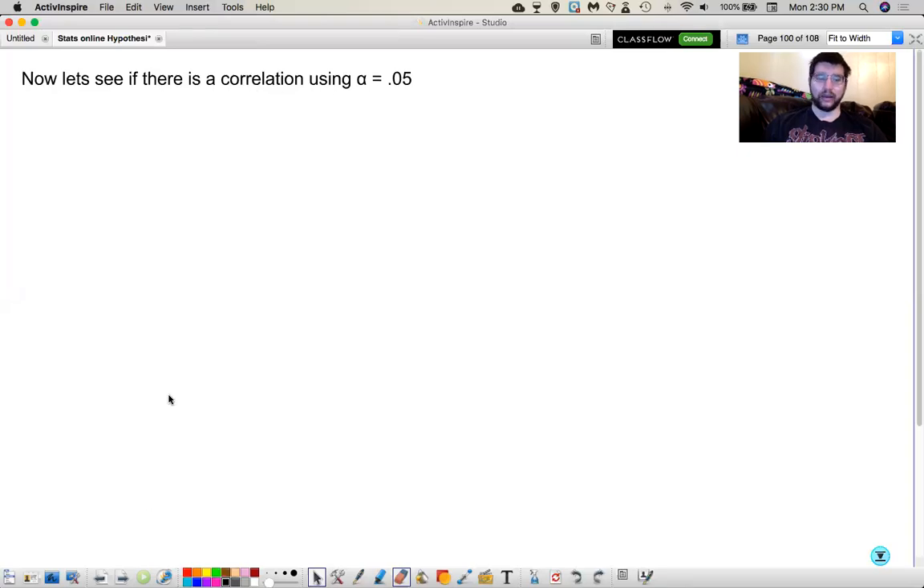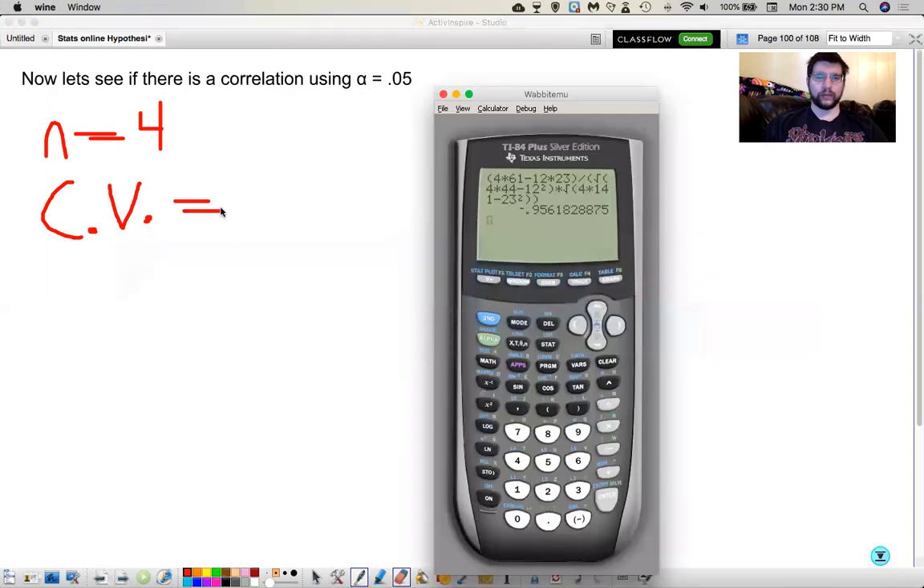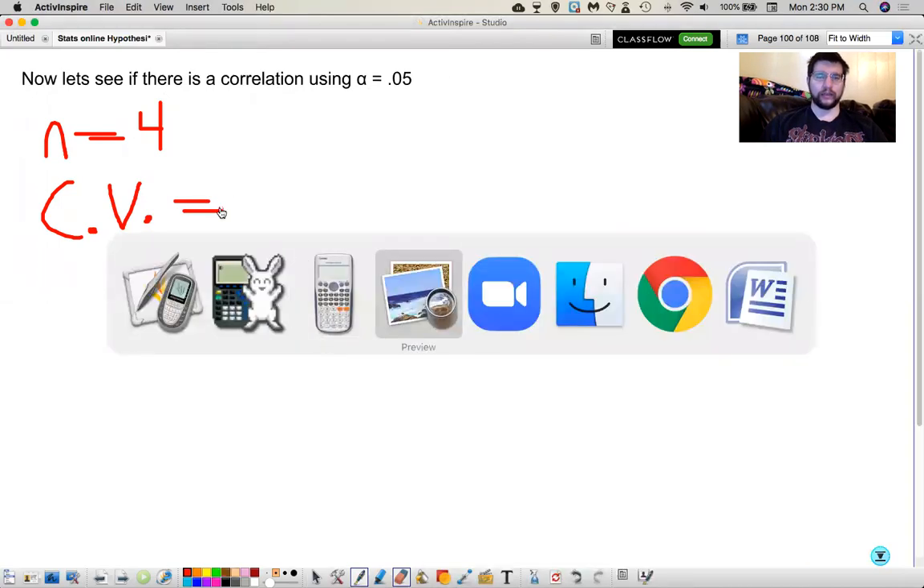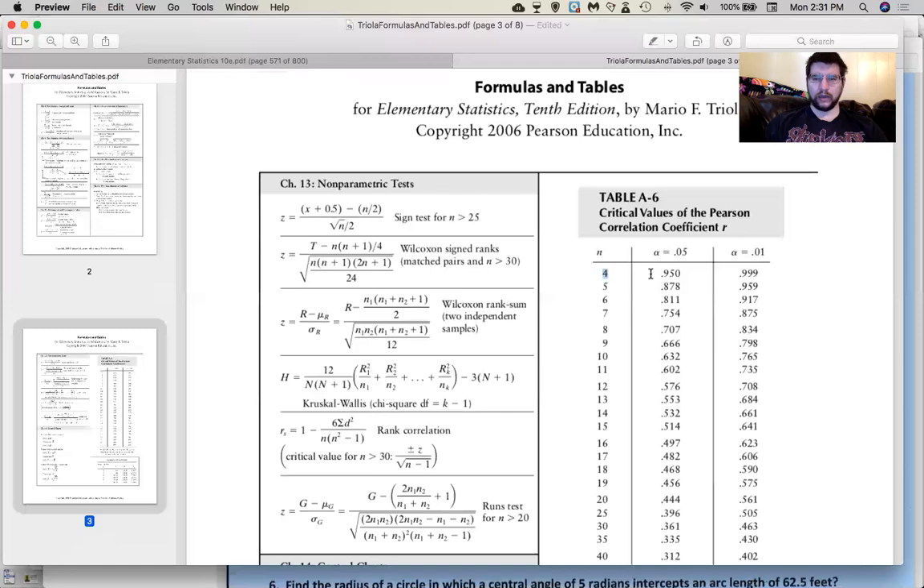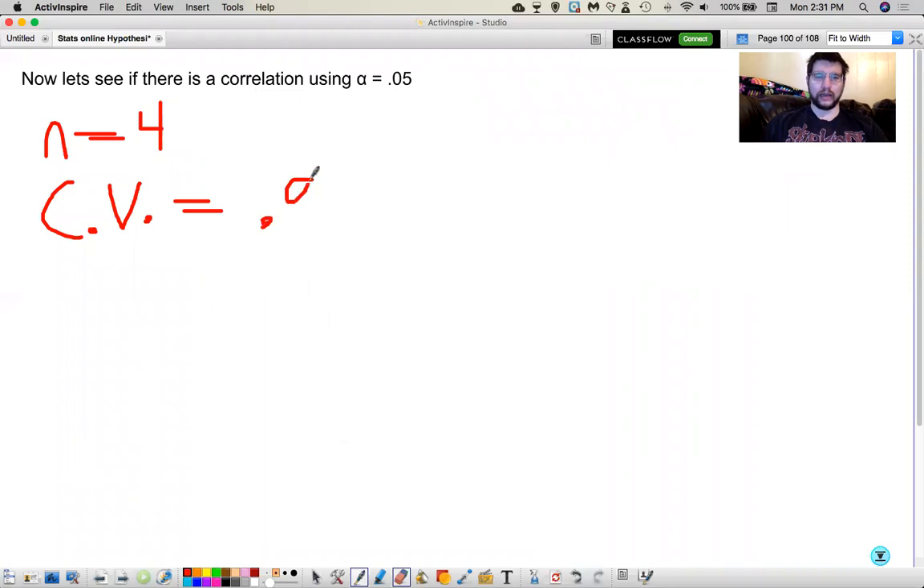Now we're going to determine if that R value is actually significant. So we need two pieces of information. We need our alpha, 0.05, and we need our N. N was 4. So we're going to look up the critical value from this chart. N is 4, alpha is 0.05. So I'm going to go down here. N is 4, alpha is 0.05 right here, 0.950. 0.950 is my critical value. Anything more than that, then we're going to say, yeah, it's significant.